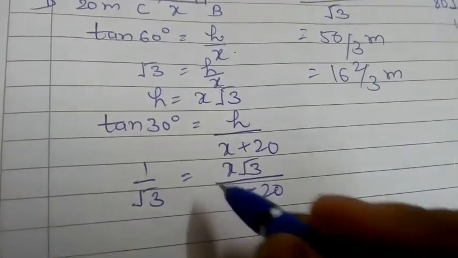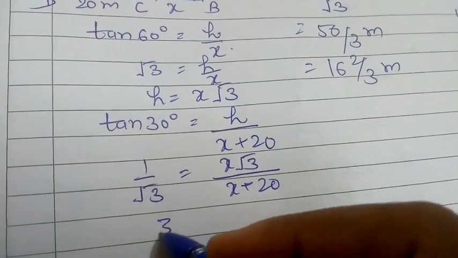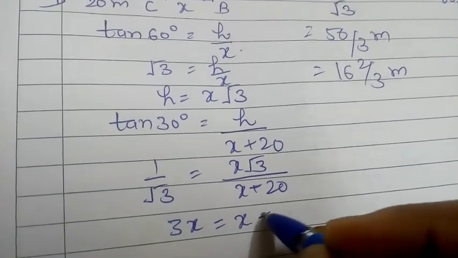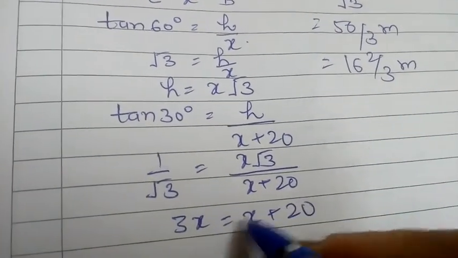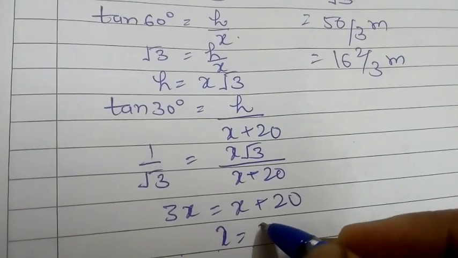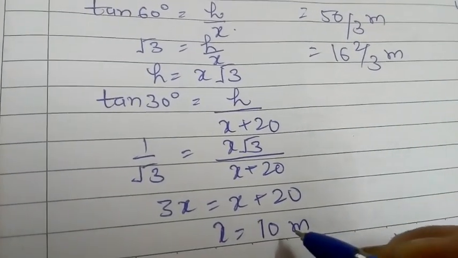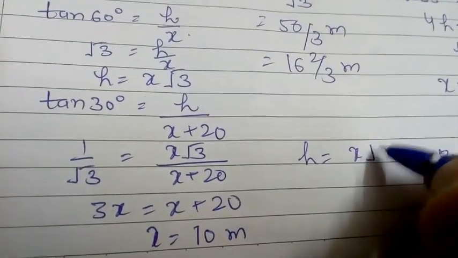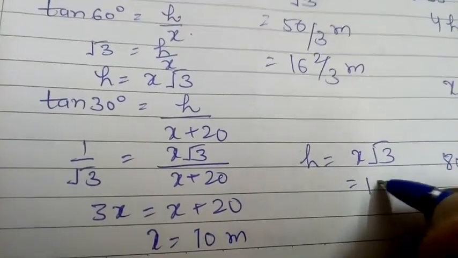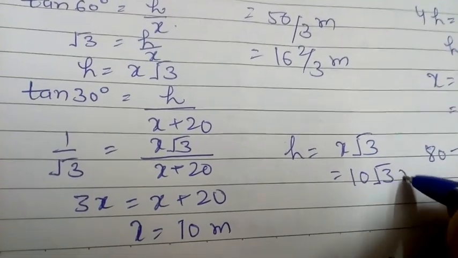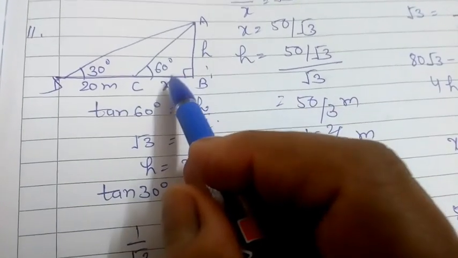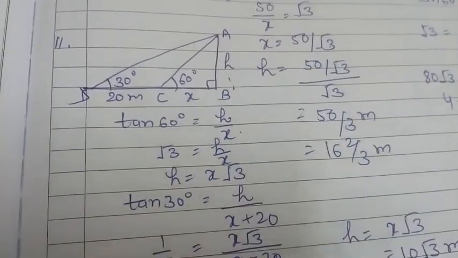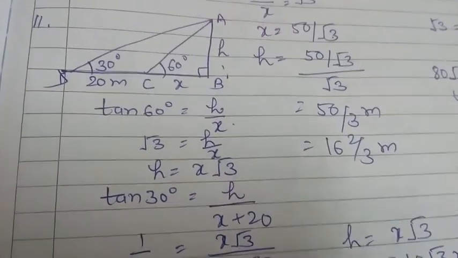By cross multiplying, 3x equals x plus 20. So 2x equals 20, and we get x equal to 10 meter. And height is equal to x root 3. It means 10 root 3 meter. The height is 10 root 3 meter and x equals 10 meter. This is up to question number 11.